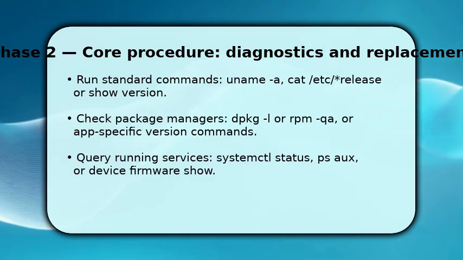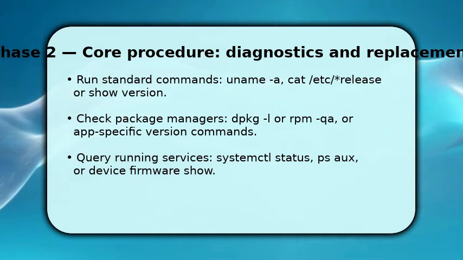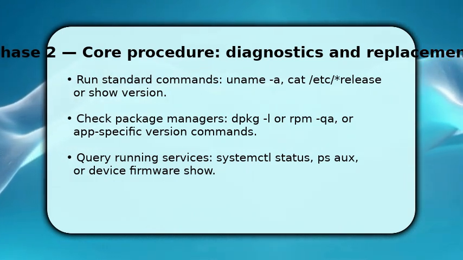After that, examine running services and firmware info to find microcode or embedded components. Make sure to capture exact command output and timestamps so you can correlate versions across subsystems. To finish, you'll record and verify what you found.